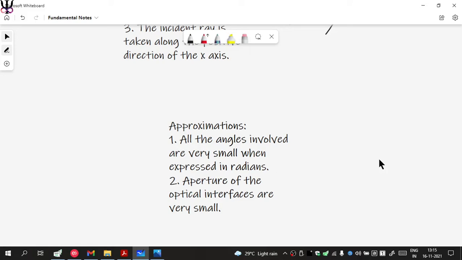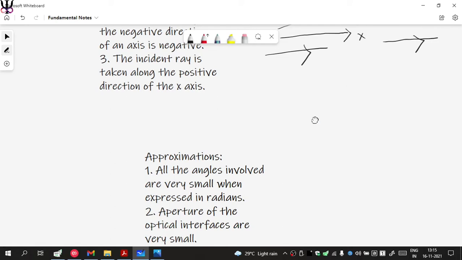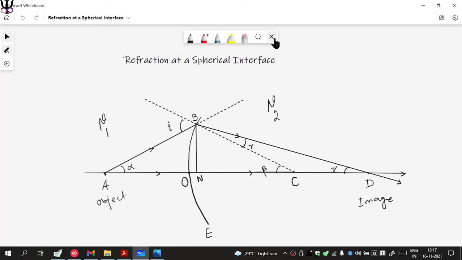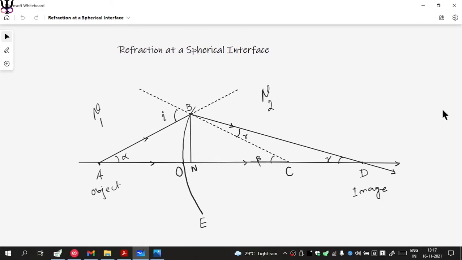But now, since we are going to derive the equation for the thin lens equation, we have to follow these 2 approximations. Make a note of these, and you will understand what these approximations mean and how we are going to apply them as we move on with the process of derivation. You have to set a principal axis to the situation. Refraction at the spherical interface, we are going to find the expression for.